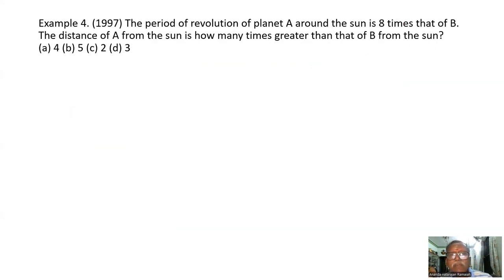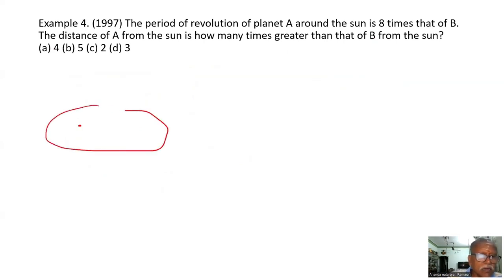The period of revolution of a planet around the sun is 8 times that of another. This is the sun. Two planets, A and B, are not on the same path, a different path. The period of revolution of planet A around the sun is TA, which is 8 times that of TB. The distance of A from the sun is how many times greater than that of B?